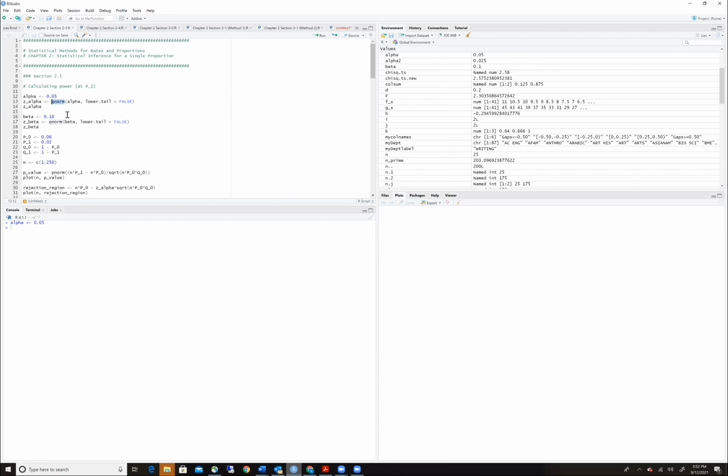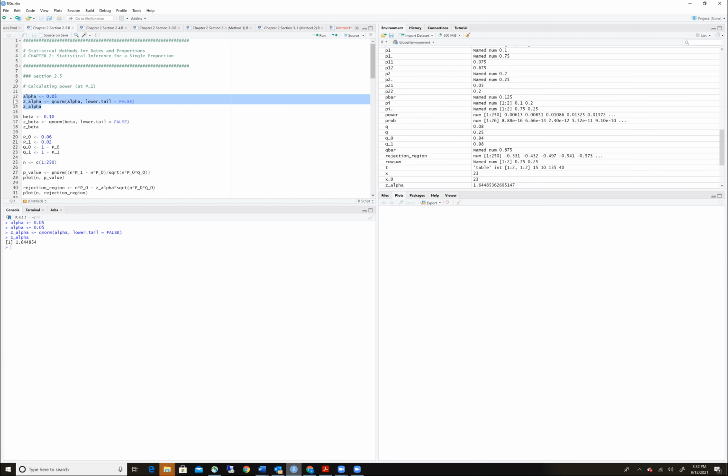Now remember, qnorm says for a given area, what is the value of Z associated with that area? And in our case, we're using the upper tail probability to define that. And so I have to say lower.tail equals FALSE, so it knows that I want the positive Z score. Okay, so if I run this through, then I can get Z alpha of 1.645.